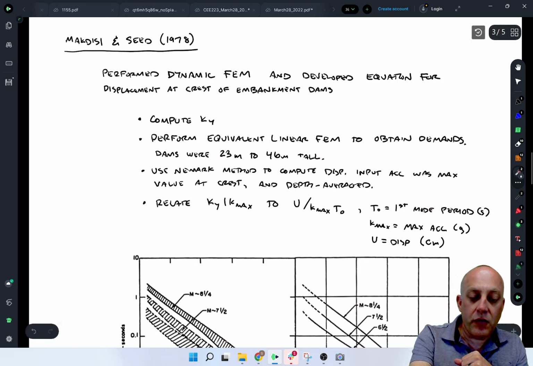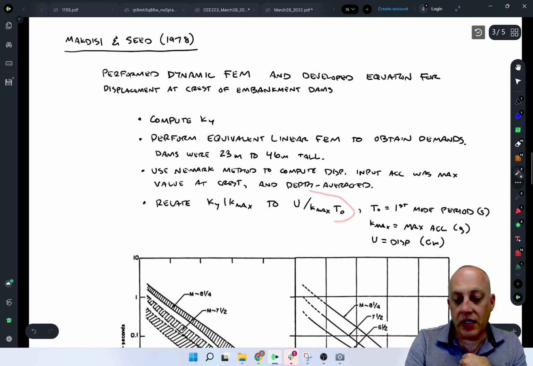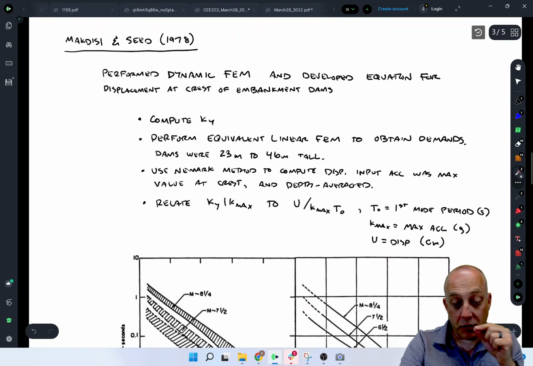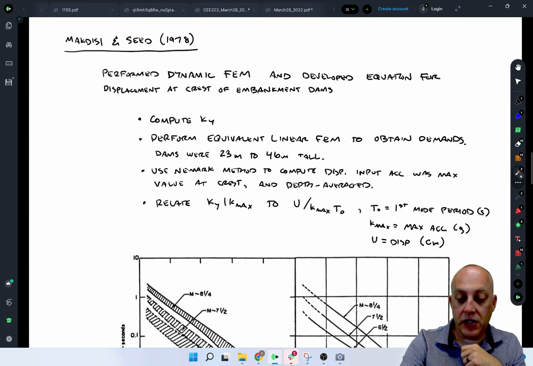Then they did some regression to relate the ratio ky over kmax to this dimensionless quantity u over kmax t naught, where t naught is the first mode period of the embankment, kmax is the maximum acceleration, either the maximum acceleration of the crest or the maximum average acceleration, and u is displacement.